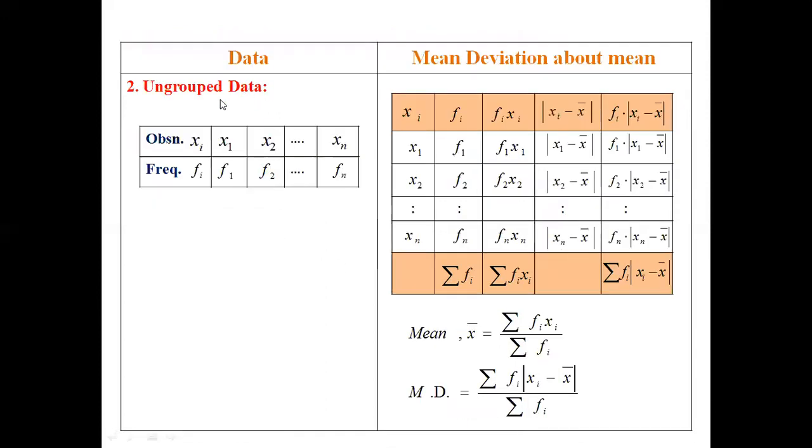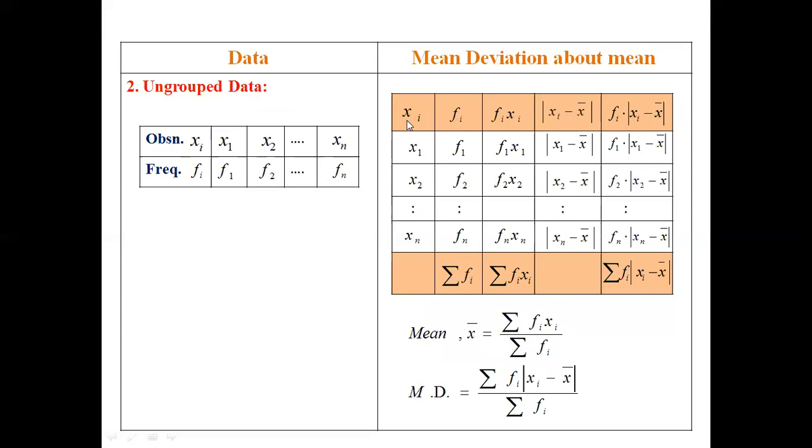The second one is ungrouped data. In ungrouped data, we are given the observations and their corresponding frequencies. So to find the mean deviation, the first step is to find the mean, that is x bar, which is equal to summation of fi into xi upon summation of fi. So to find the mean, prepare a table like this.